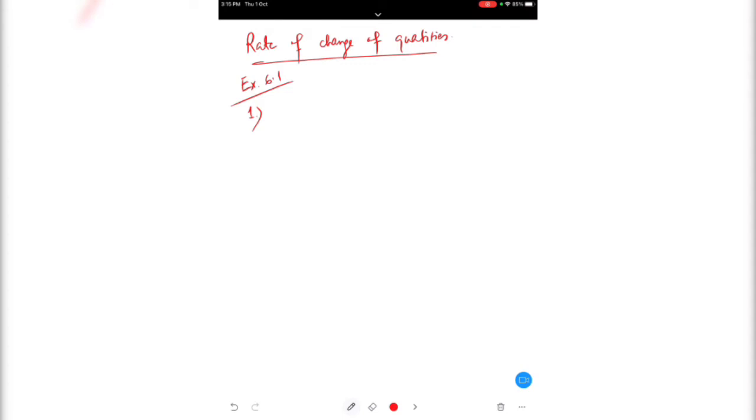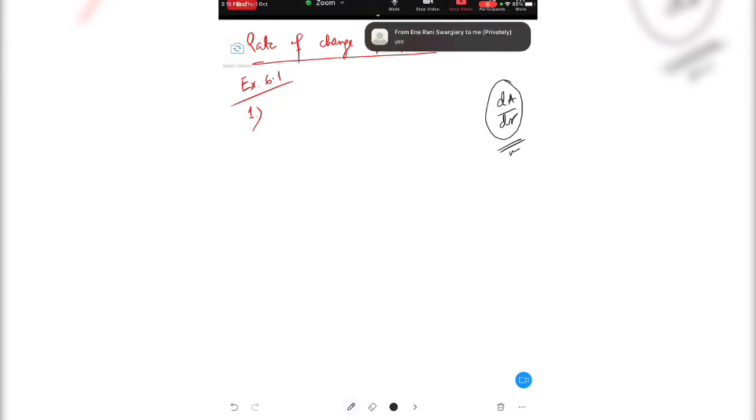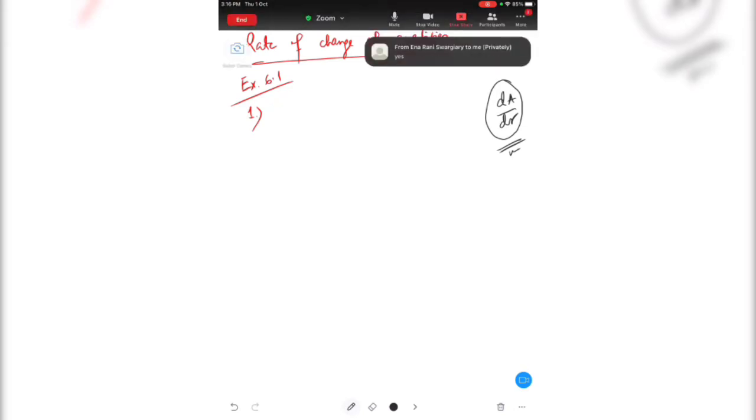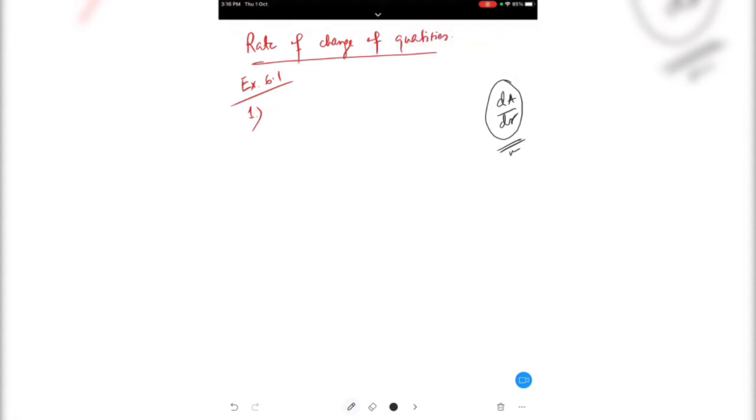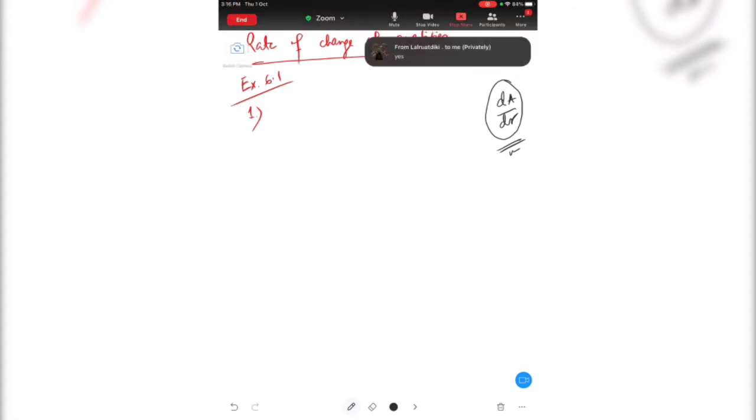Can anybody tell me what they have asked you to find? Rate of change of area with respect to r. Let's see who can tell me. Come on, guys, try. They have told you to find dA/dr, right? Has everyone understood this one? Yes or no? Please tell me, guys, fast. They have told you to find dA/dr, right? Yes. So now let us see. That's right, very good.